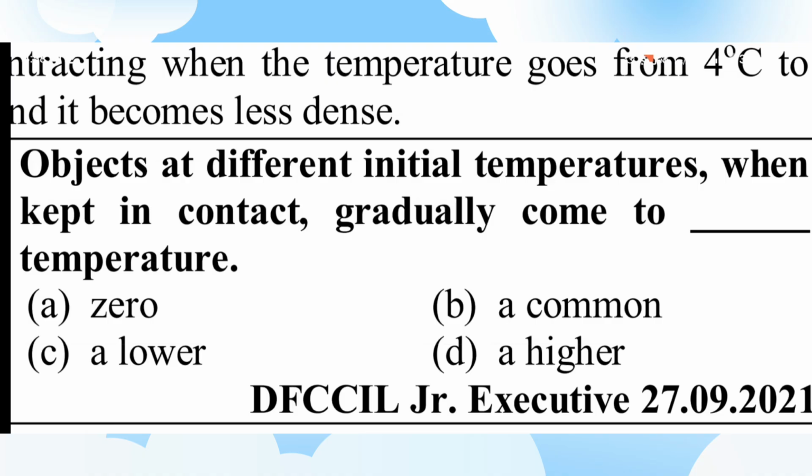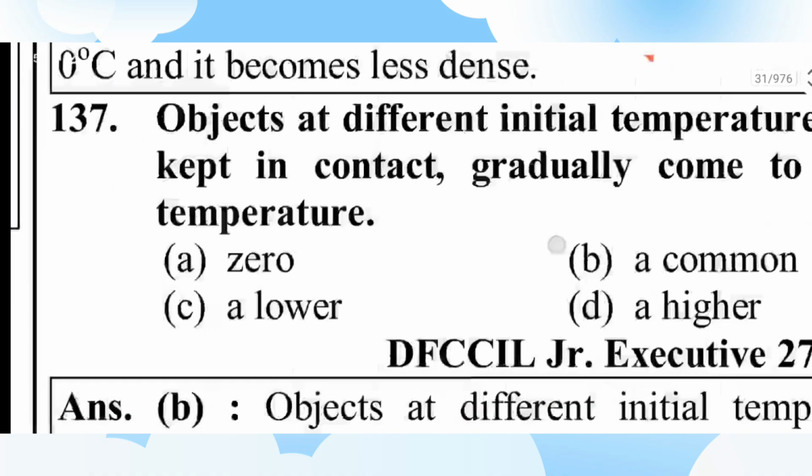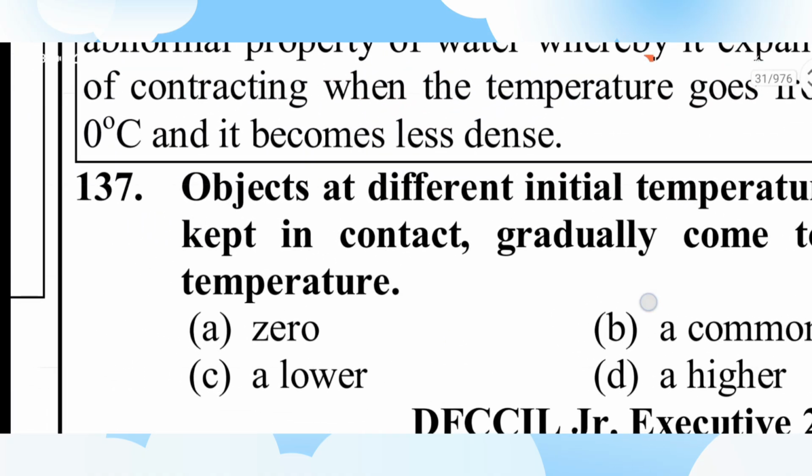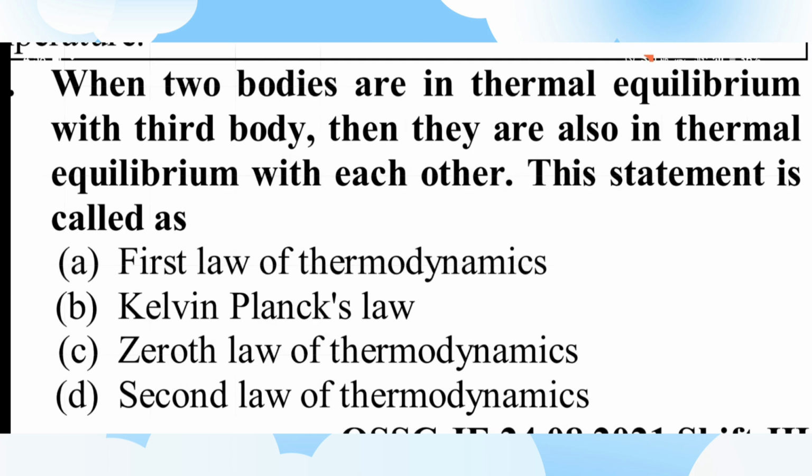Objects had different initial temperatures when kept in contact gradually come to dash temperature. A 0, B common, C lower, D higher. कॉमन टेम्परेचर पे आता है, बी कॉमन। Next question, friends: when two bodies are in thermal equilibrium with a third body, then they are also in thermal equilibrium with each other. This statement is called A first law of thermodynamics, B Kelvin Planck's law, C zeroth law of thermodynamics, D second law of thermodynamics. C, zeroth law of thermodynamics.